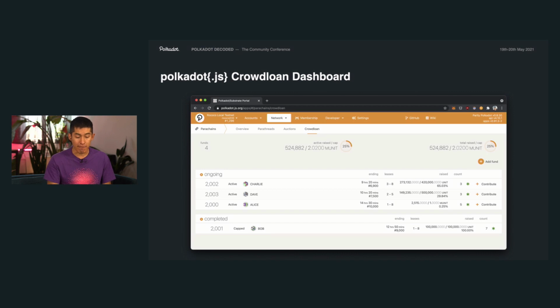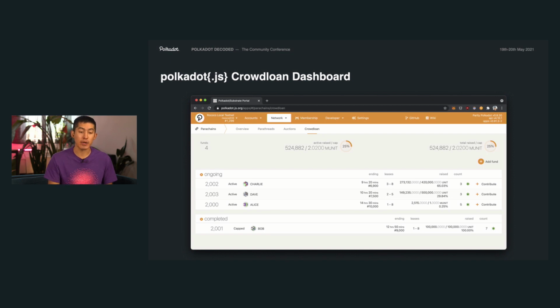You can see here that there are 4 crowdloans. Bob's is already completed because Bob has already reached the limit of the amount of funds that he was looking to raise for his crowdloan. So there aren't any more contributors allowed in that. You can see that Charlie, Dave, and Alice still have crowdloans going on. And each of them have different lease periods which they're bidding for. And of course, also a different ending time for the crowdloan.